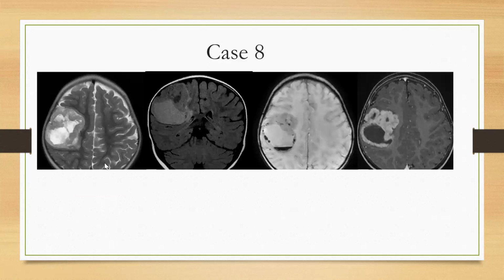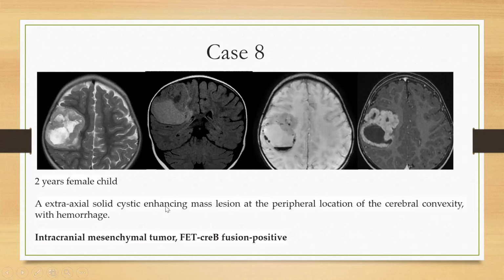This is another new type of tumor. This case is a 2-year-old infant. It came to us, and surgery was done. There was a large extra-axial solid cystic mass lesion with hemorrhagic level and significant enhancement and little edema. Surgery was done, and this turned out to be intracranial mesenchymal tumor, FET fusion positive. This is also a new type of tumor in the 2021 classification.